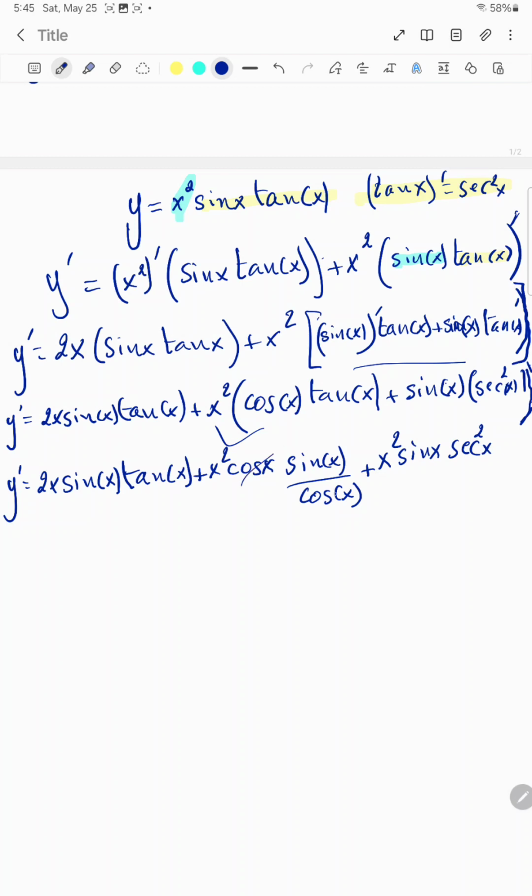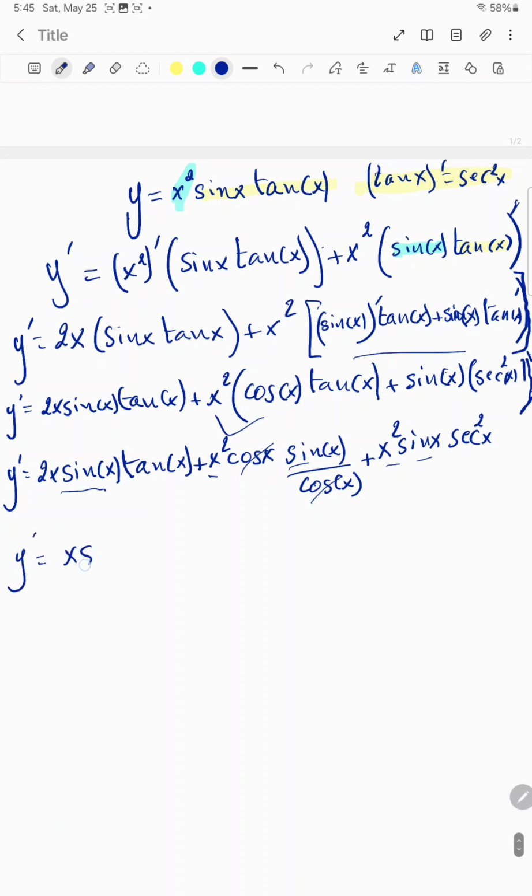Now the cosine here and cosine there, I can simplify, and I find I have x sine of x, and here I have x squared sine of x, and here I have x squared sine of x sec square of x. So I can factor out x sine of x. So x sine of x, the first term becomes 2 times tan of x, plus the second term becomes x, and the third term is going to become x sec square of x, and that would be your final answer.